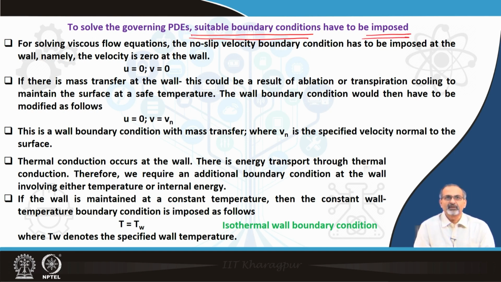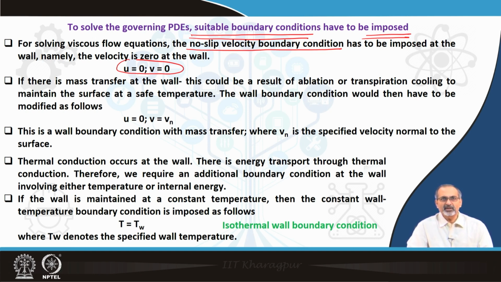solution. Now, for solving viscous flow equations, we know that no slip velocity boundary condition has to be imposed at the wall. That means, the velocity components at the wall, here this being 2D, u and v both have to be equal to 0. Additionally, if it is a 3-dimensional situation, then w also has to go to 0.